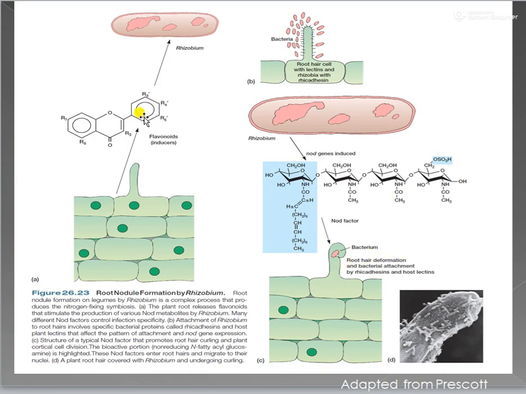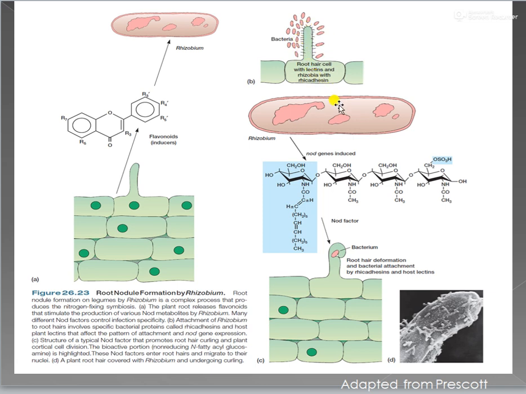So the flavonoids are produced by the particular plant when nitrogen starvation happens, and they go and bind to the rhizobium, and in the rhizobium they activate the NOD genes. At the same time, the rhizobium gets attached onto the plant cell with the help of rhicadhesin, which are proteins found on the bacteria, and on the plant there are lectins.